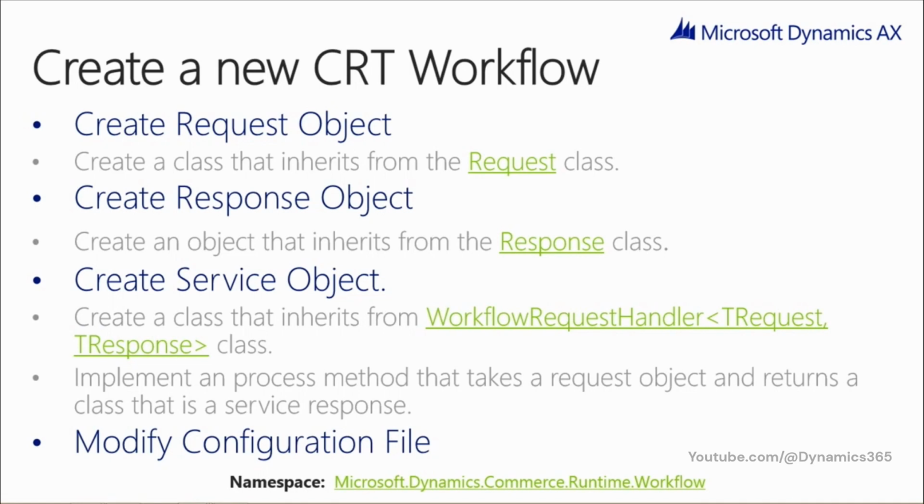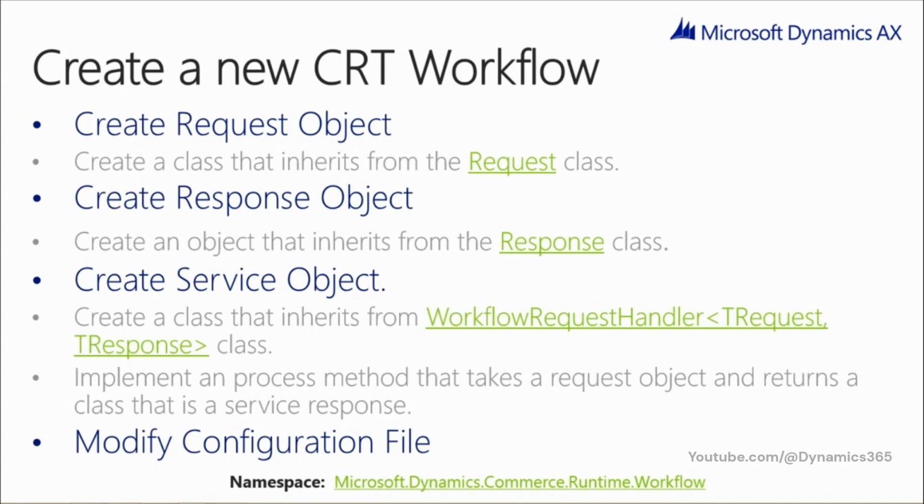To create a request, create a class that inherits from the base Commerce Runtime request class, and create any incoming parameters that you need for your workflow. To create a response object, create a class that inherits from the base Commerce Runtime response class, and implement code to perform the desired functionality. Typically, this would be a get or set operation.